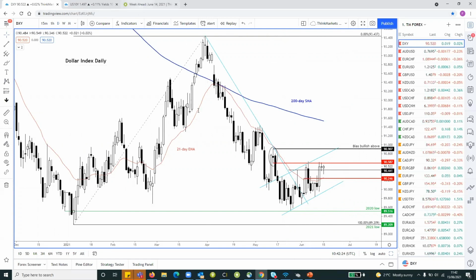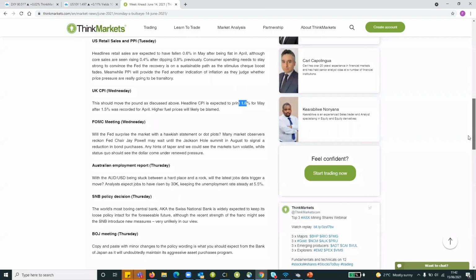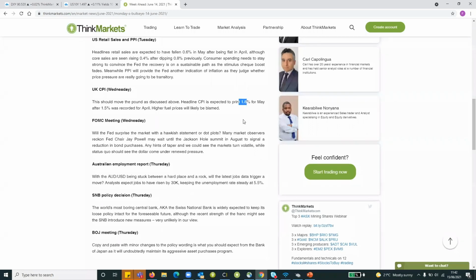Now, going back to the economic calendar, we do have a few other things. Remember, UK CPI is going to be important for the pound. Headline CPI in the UK is expected to come in at 1.8 in May, after rising to 1.5. So it's getting closer to the Bank of England target, and soon the Bank of England will run out of reasons to keep monetary policy so loose in the UK. If inflation continues to rise, that could put strong pressure on the pound.